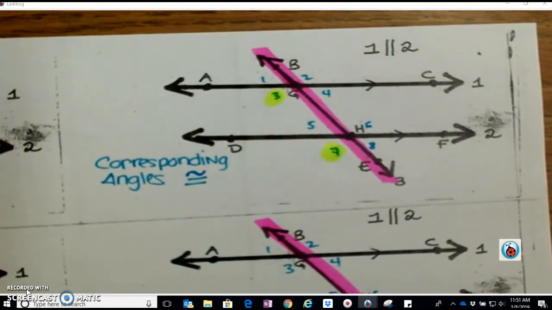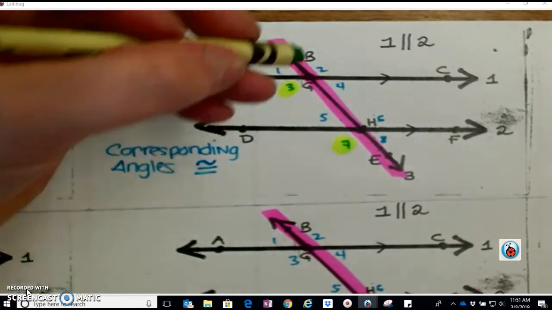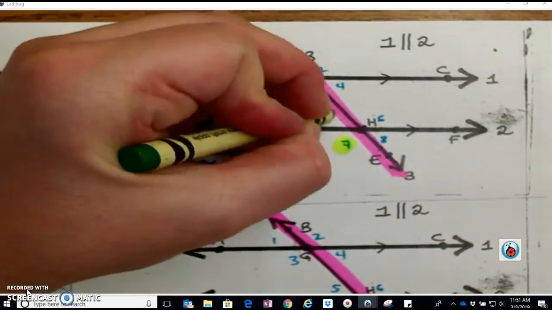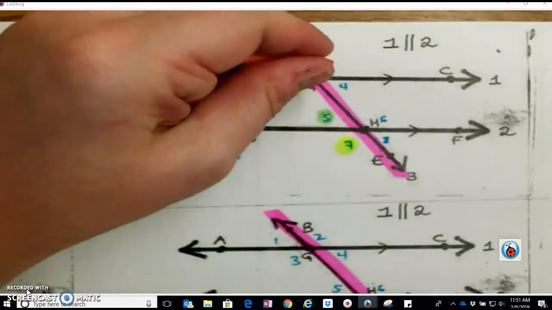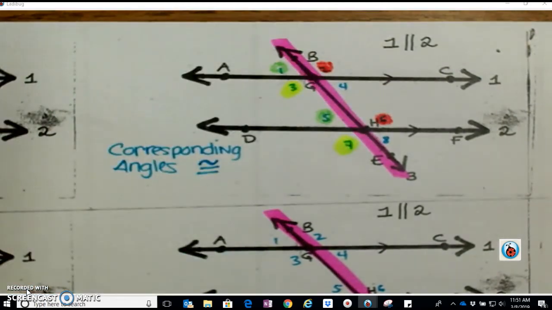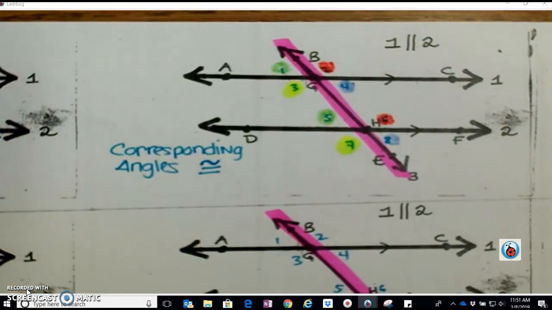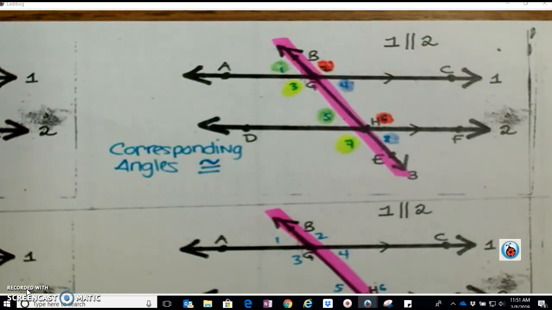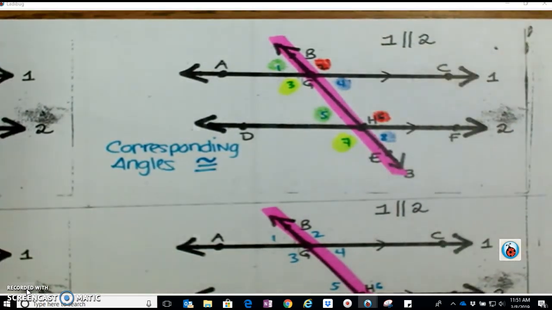So if you can identify the relationships, you can find those missing values. Some other examples of corresponding: angle 1 and angle 5, angle 2 and angle 6, and then angle 4 and angle 8. Those would be your corresponding angles, as they're on the same side of the transversal in similar positions.